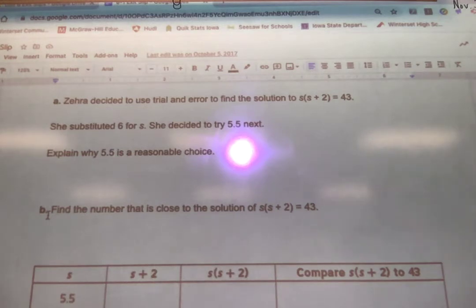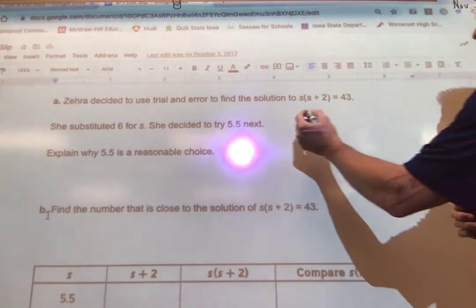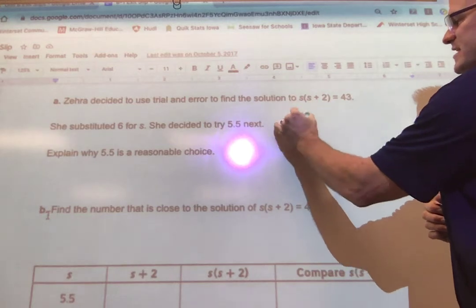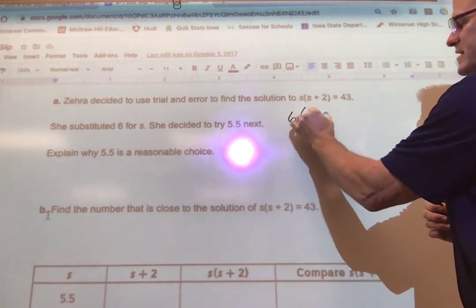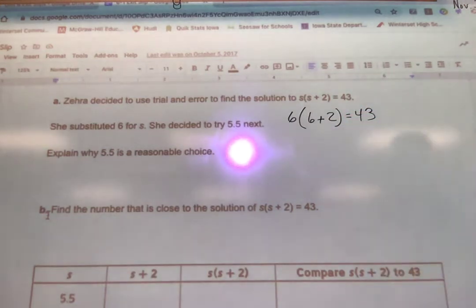And one of our problem-solving strategies for algebra is to use trial and error and see if we can get close to the answer. And sometimes you can solve that way when numbers get along well. Okay, so she's going to substitute 6 for s. All right, so when I do that, we got to get used to writing that in. So wherever we have an s, we substitute 6. So it's 6 times the quantity, 6 plus 2 must equal 43 is what we're trying to get to.